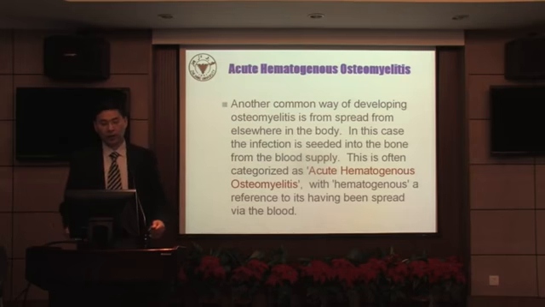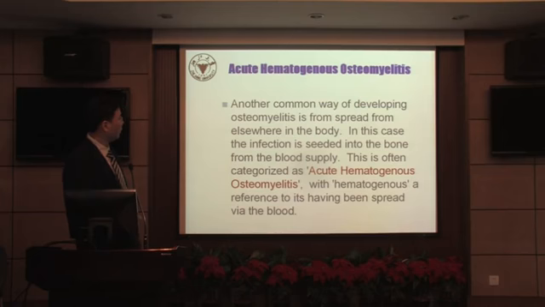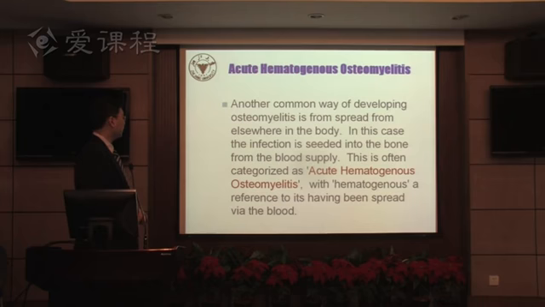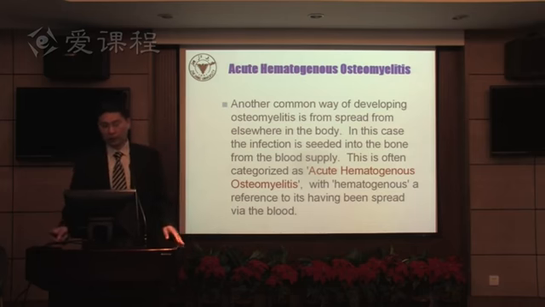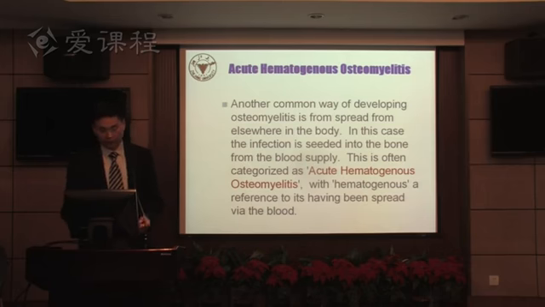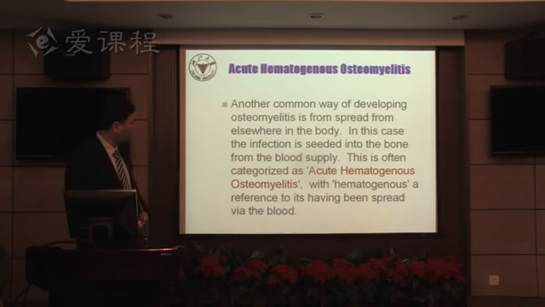And also we have acute hematogenous osteomyelitis. Another common way of developing osteomyelitis is from spread from elsewhere in the body, and in this case the infection seeps into the bone from the blood supply. This is often categorized as acute hematogenous osteomyelitis, which we also call hematogenous osteomyelitis without the acute, but this one is always acute.